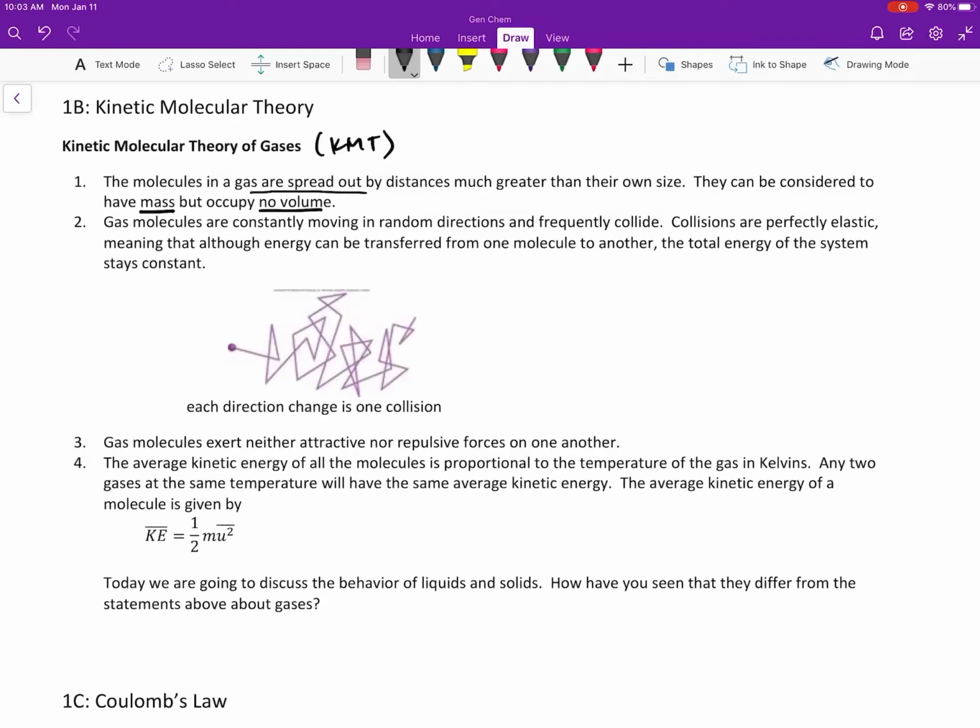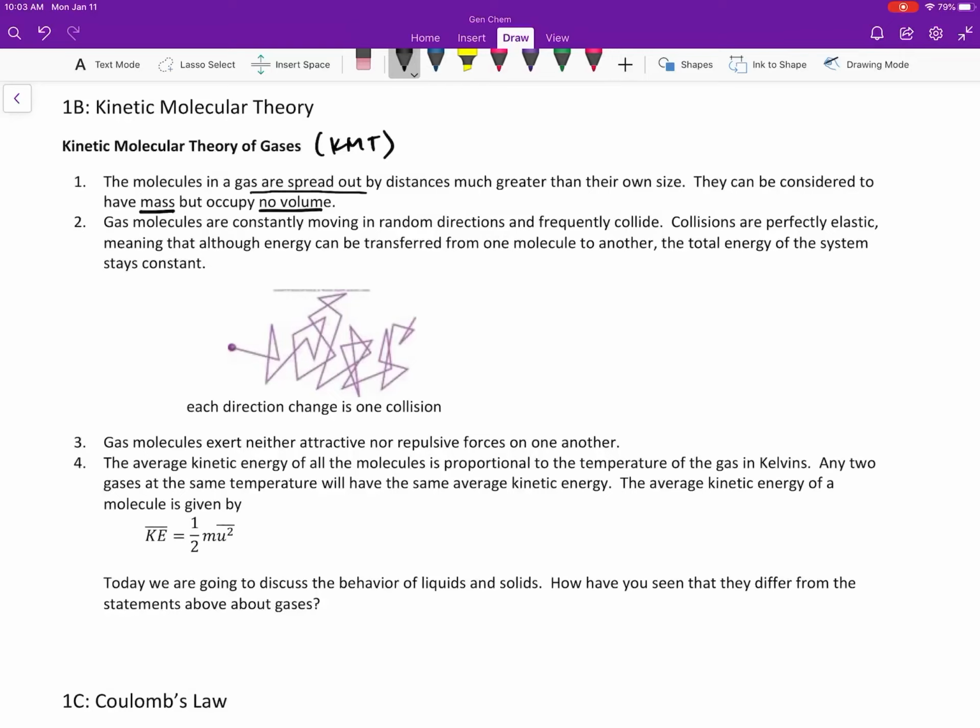Remember, their volume is going to be the volume of the container that they're contained in, which we discussed early in chapter 1, is not true about liquids and solids as much. Liquids are going to have a volume that's constant, and solids are going to have a volume that's constant. While liquids are going to adopt the shape of their container, solids are going to have a fixed shape. So just some review of that chapter 1 material.